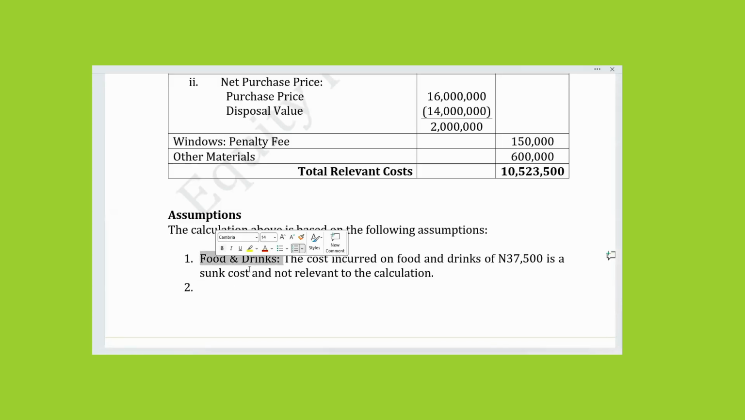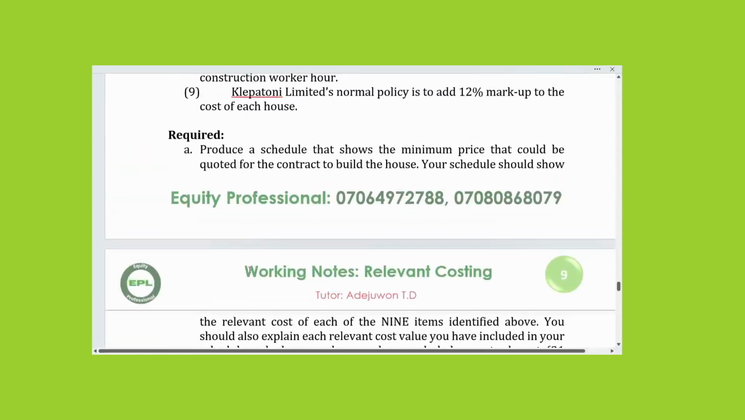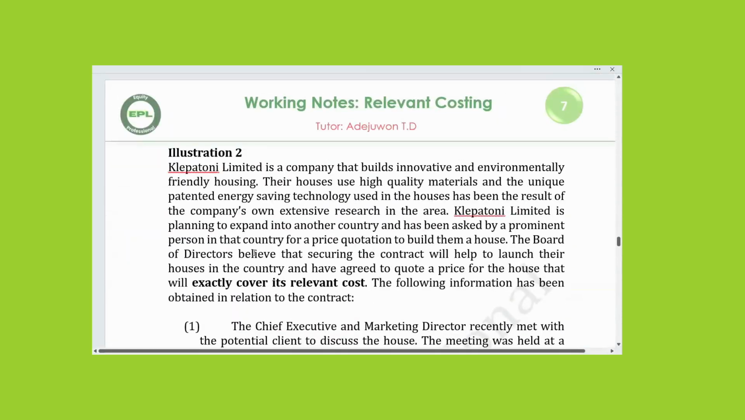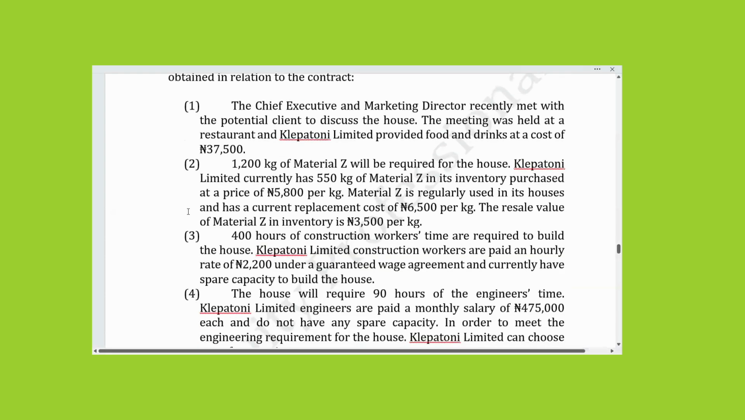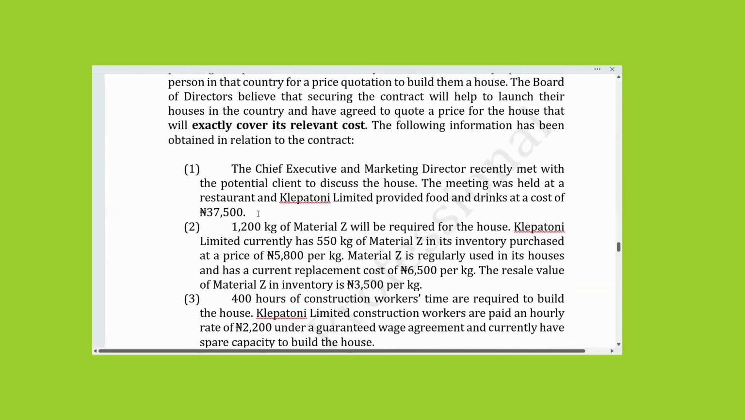Number two, we go back again. Let's identify the number two bullet point. We are told that 1,200 kilograms of material Z will be required for the house. Please pay attention to this. Anytime you are stating your assumption, it's not something you are going to fabricate. The information is there in the question. Just go to each paragraph. How did you treat it? That's what the examiner is asking you. How did you treat each figure given to you in the question? Just explain it. That's all.